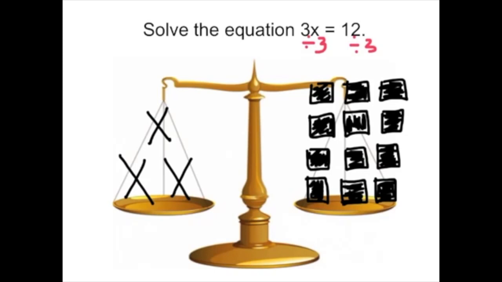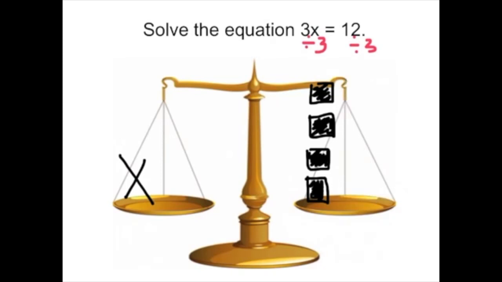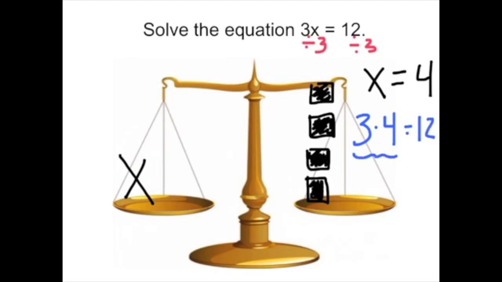3x's divided by 3 is just going to leave 1x. 12 divided by 3 is going to be 4. So we end up with the new equation, x equals 4. To check our answer, we substitute 4 into the x. So we have 3 times 4 equals 12, which is true because 3 times 4 is 12. X has to be 4.